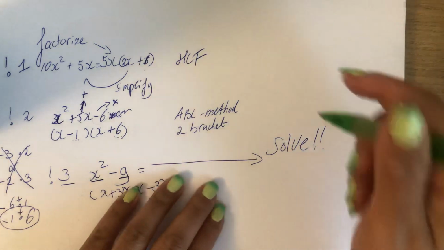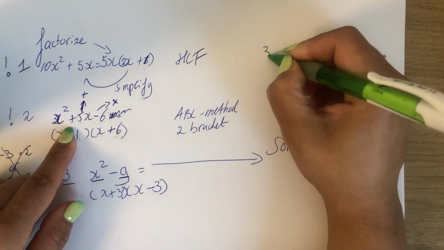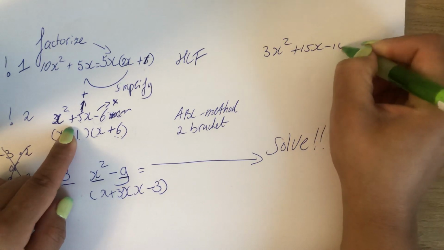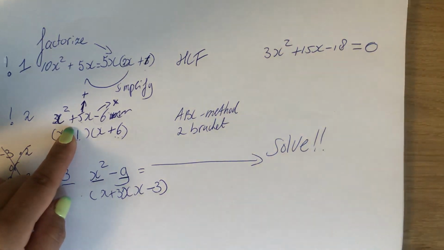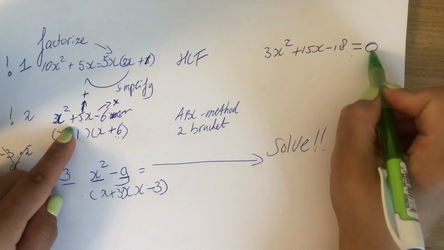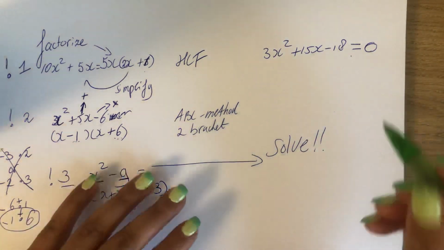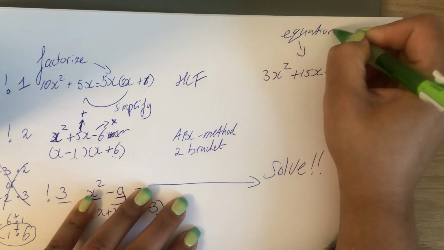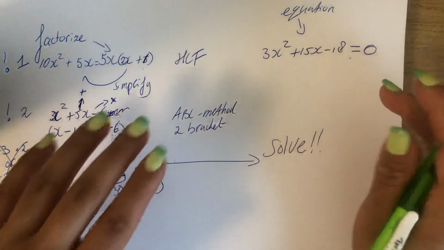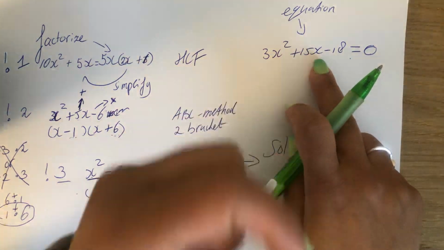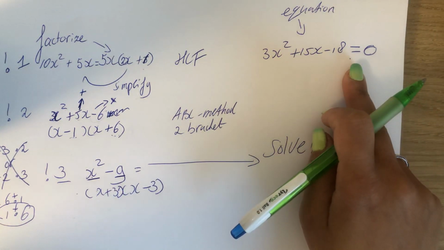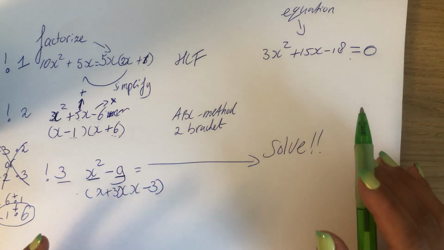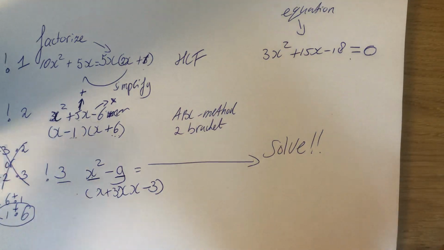When you have, for example, 3x squared plus 15x minus 18 equals 0, or equals something, that's when you have an equation. So this is an equation. That means we can solve now. We can find a solution for x in such a way that we get 0. Keep in mind that these are all quadratic formulas, or originate from quadratic formulas.